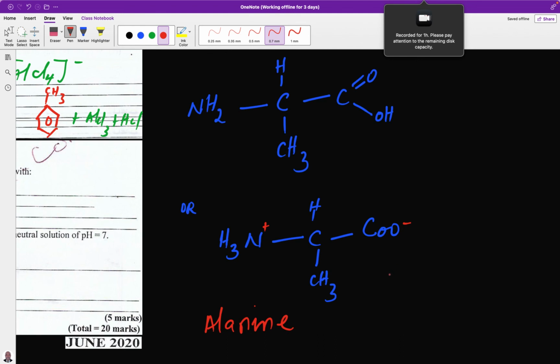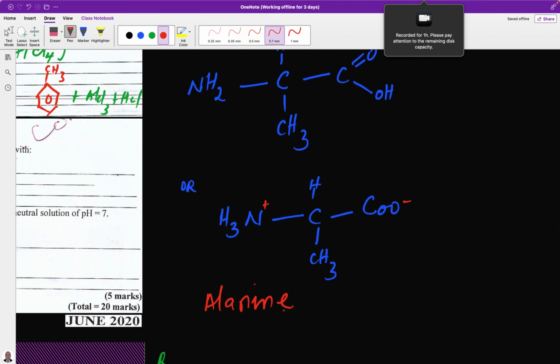In a neutral condition, I said these ions will cancel out each other because there's no charge that is more than the other one. So it results in a neutral condition. You can either write it using a zwitterion or you can write it using this. And the name of this compound, we call it alanine.